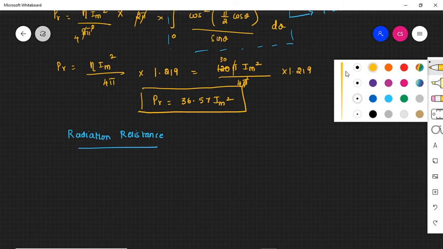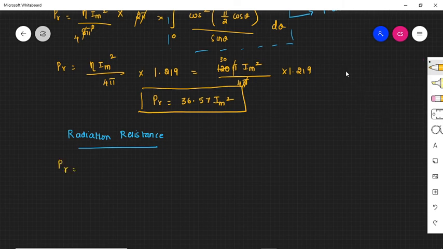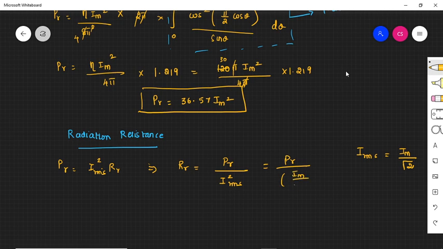So how to calculate the radiation resistance? We know that the formula for power radiated is I square into R. So power radiated will be the radiation resistance RR and the RMS value for current. So from this we can find the radiation resistance RR formula as the power radiated divided by I square RMS. And we know the maximum current in our circuit, and we can find that IRMS is the maximum current divided by root 2. So we will substitute this here. So this becomes PR divided by Im by root 2 the whole square. So therefore radiation resistance is equal to PR divided by Im square by 2.